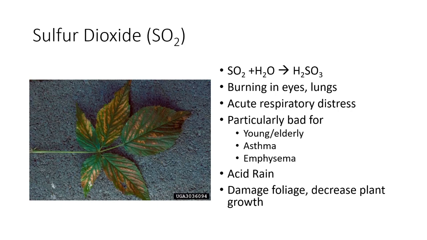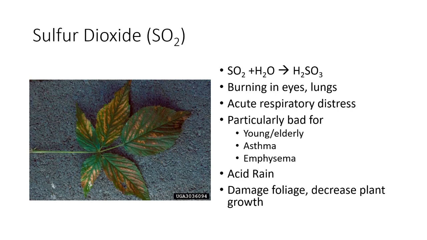This also leads to acid rain. So like we said, it forms that acid. So we can get acid rain. And it damages foliage. So foliage is a word for leaves, plants, okay? So this is showing damaged foliage. And it also decreases plant growth. So maybe the plant doesn't have spots on it, but instead of growing as much as it would, it stays small and doesn't produce as much as it would normally.